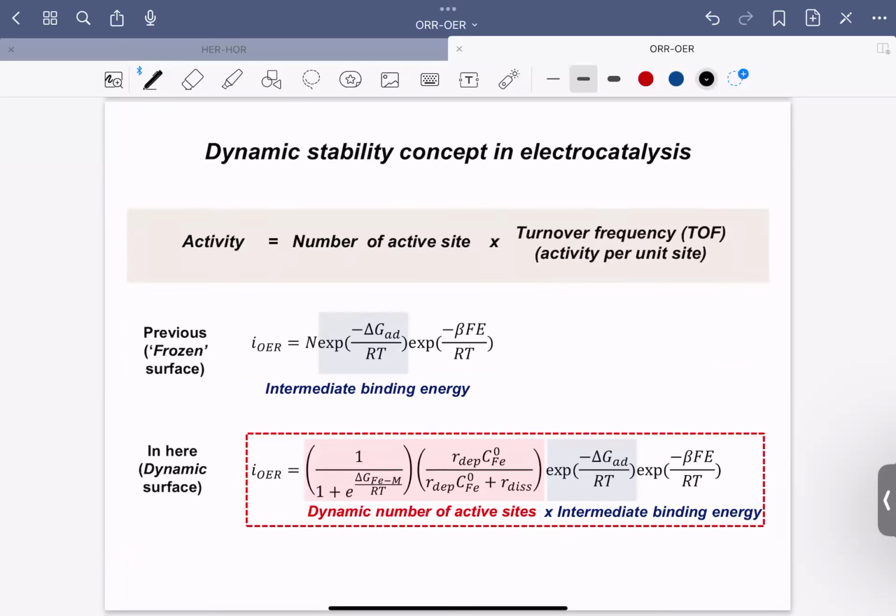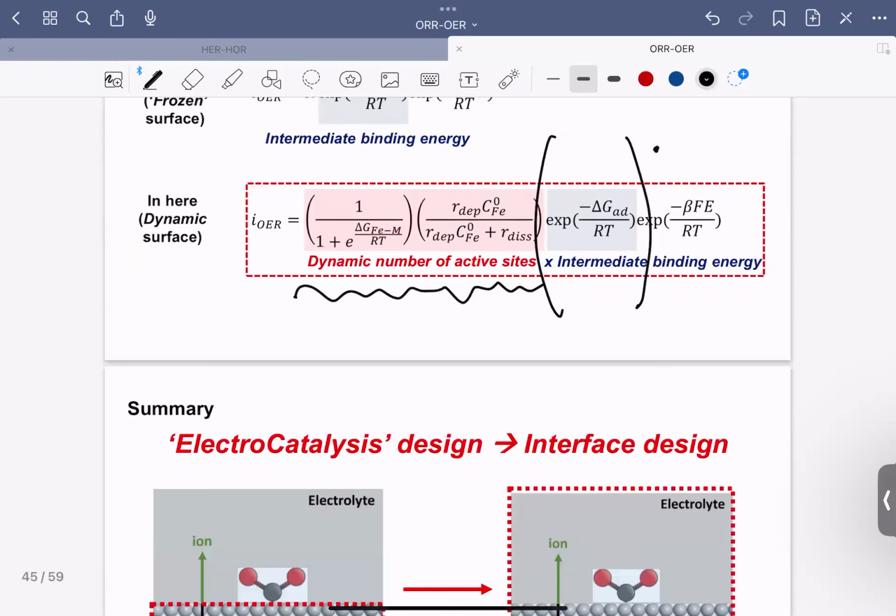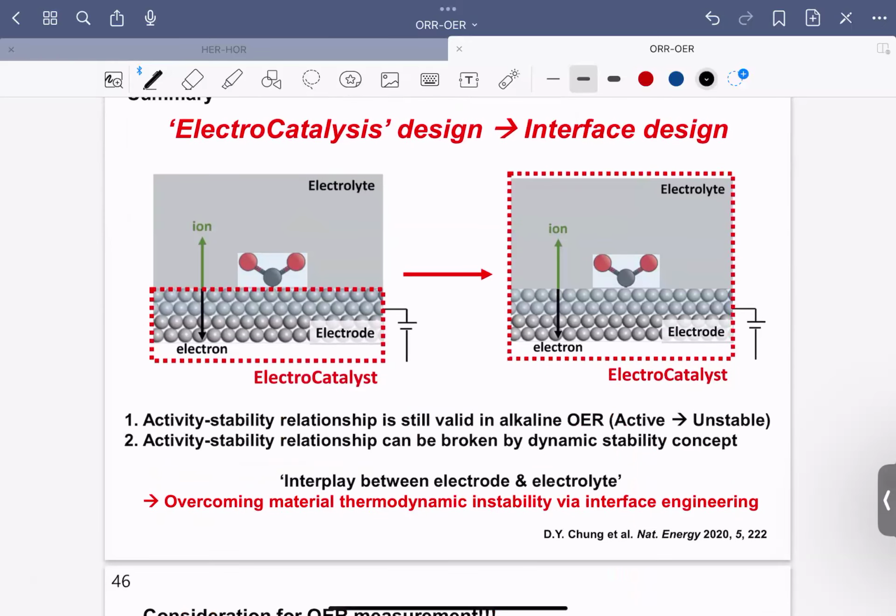Even though I discussed OER, the focus that I would like to discuss is that the number of active sites is not a constant value anymore in the real condition. I would like to highlight that we definitely focus on the thermodynamic parameter, the delta G, because this is really important for determining the turnover frequency. But we also figure out how to make the active site work as an active site without dissolution. And this is one summary of how to tune the active site.